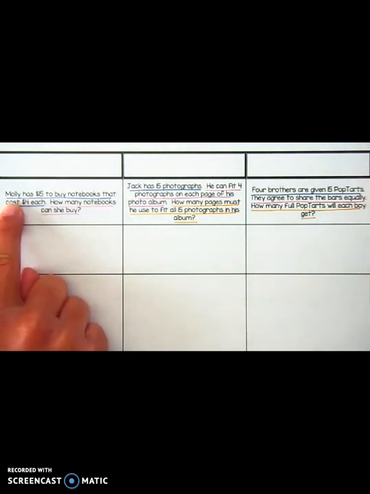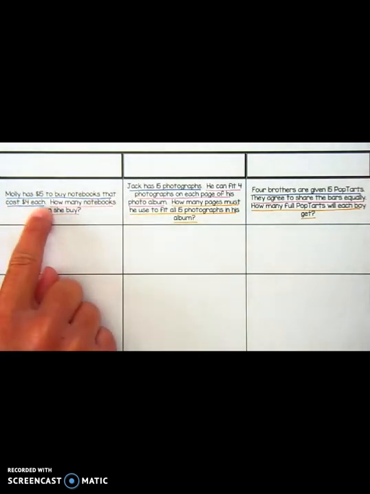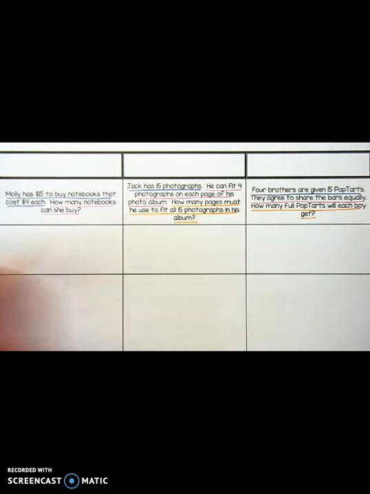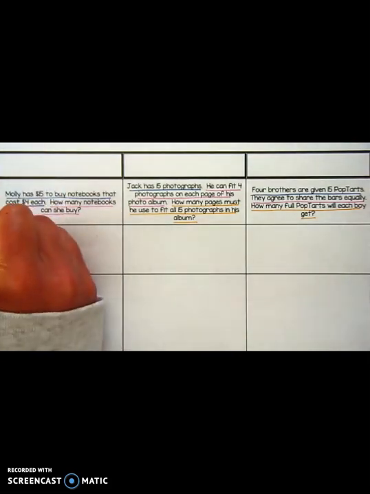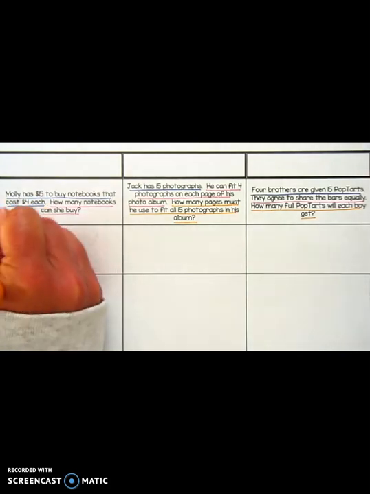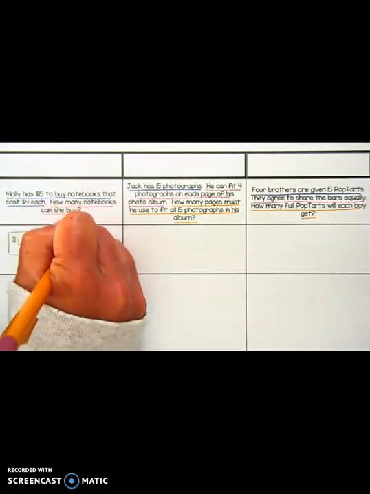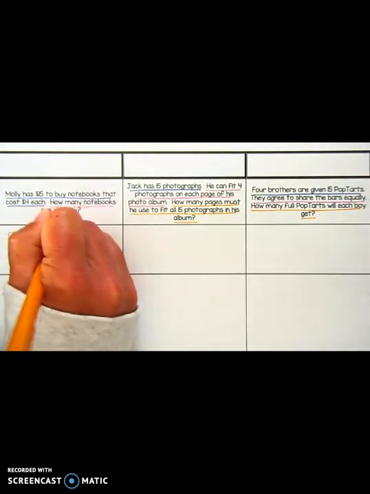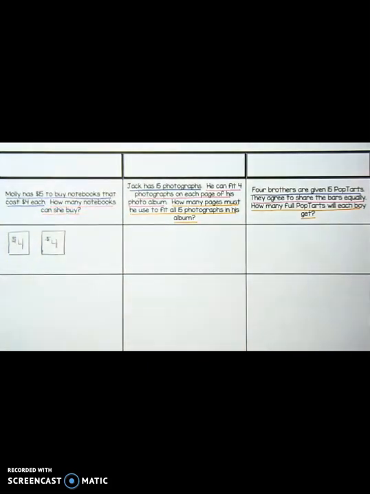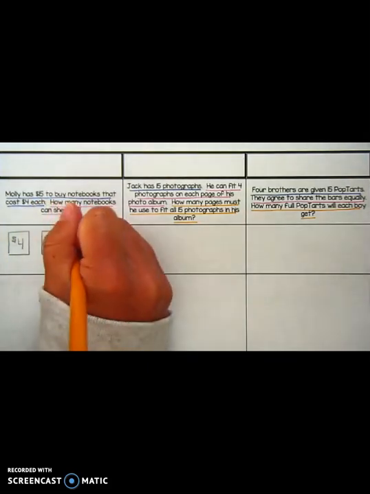So if I'm going line by line, the first sentence says, Molly has $15 to buy notebooks that cost $4 each. So what I'm going to do is start sketching out a little picture. That means notebook number one costs $4. I know she has enough to buy notebook number one. Then notebook number two also costs $4. So altogether, those two cost $8. I know she still has enough to buy that.